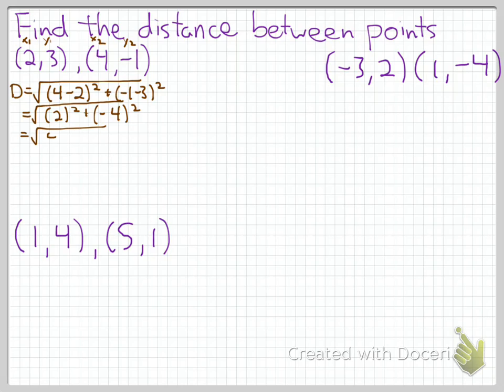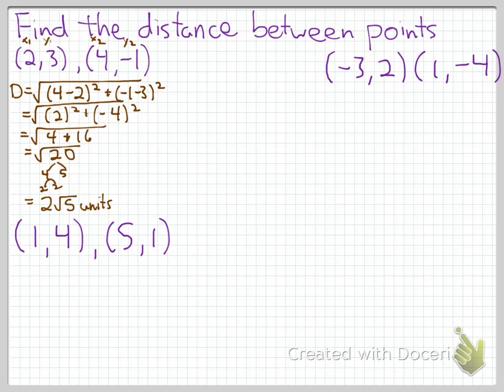If I square 2 I get 4. If I square negative 4 I get 16, should be positive, and I get the square root of 20. Now I can simplify the square root of 20 because that's 4 times 5. And in simplified radical form, we get 2 root 5 units.